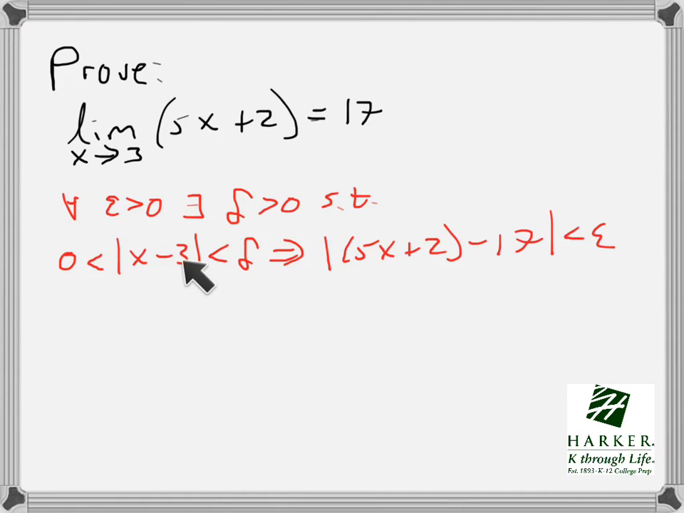And that is, for all epsilon greater than 0, there exists a delta greater than 0, such that when the absolute value of x minus 3 is between 0 and delta, that implies, or will guarantee, that the absolute value of 5x plus 2 minus 17 is less than epsilon. This is the x minus a over here, and this is the f of x minus L over there. So we're just going to use that proof.